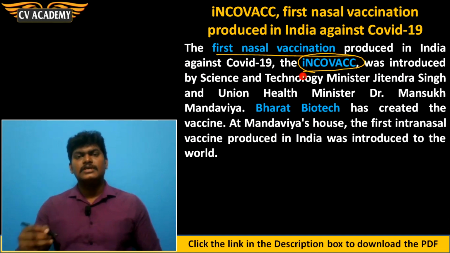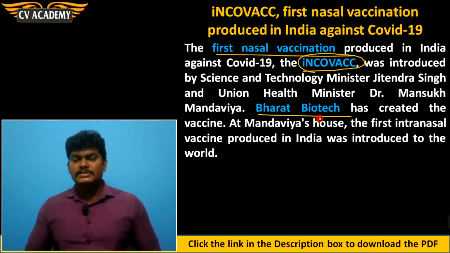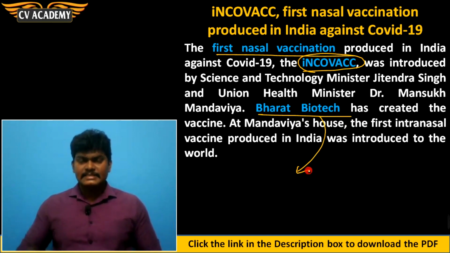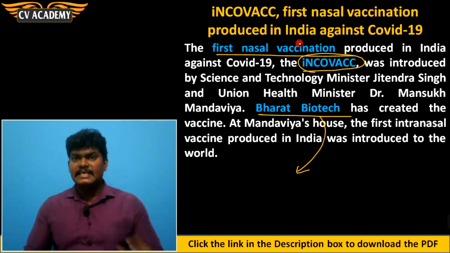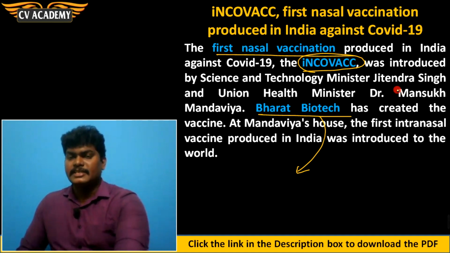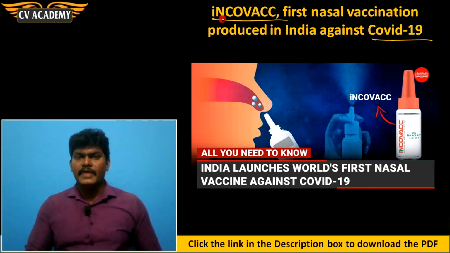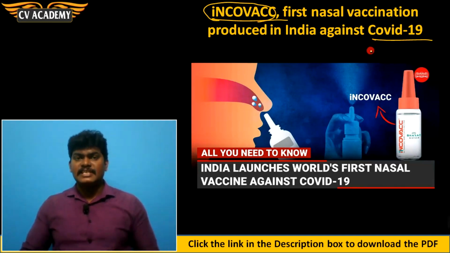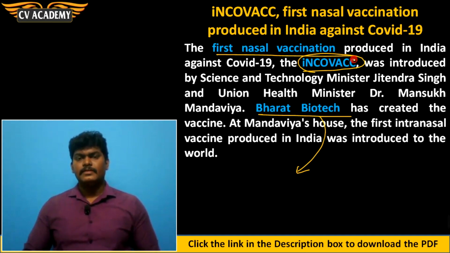This vaccine was produced by Bharat Biotech, because this company had introduced the Covaxin vaccine for COVID-19. So that company has launched the first nasal vaccine for COVID-19. The InCovax vaccine will be given through the nose. It is the first nasal vaccine produced in India against COVID-19. It was created by the Bharat Biotech company.